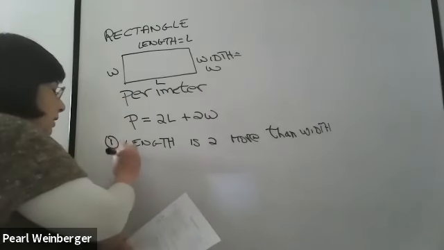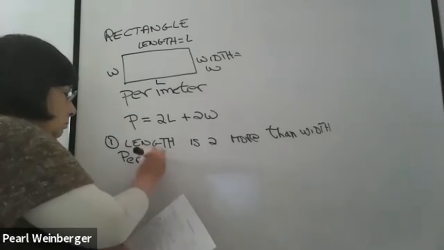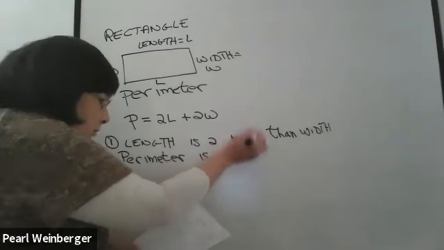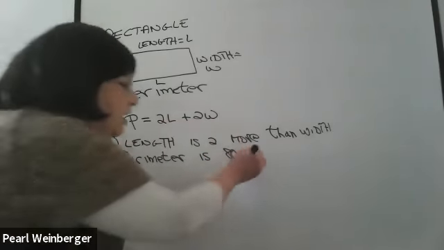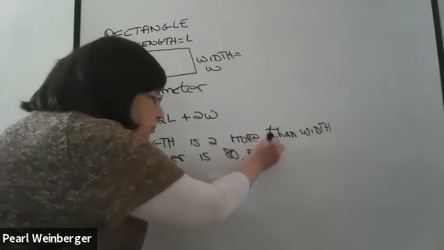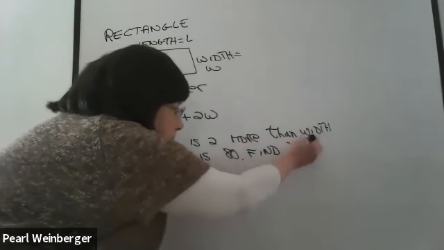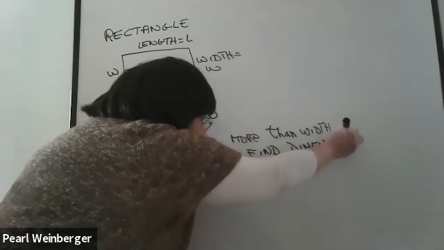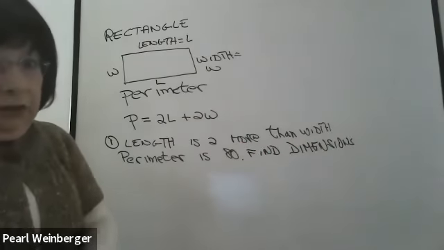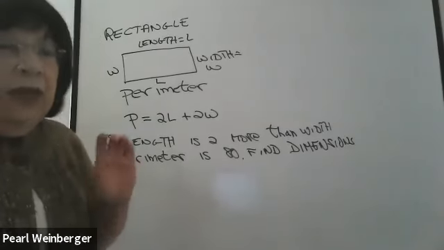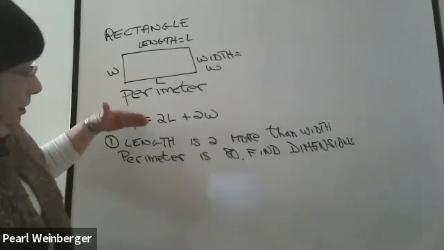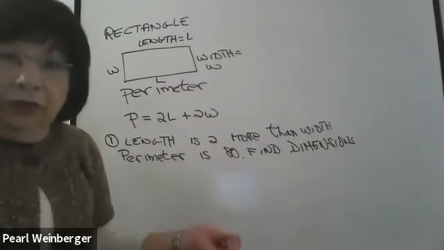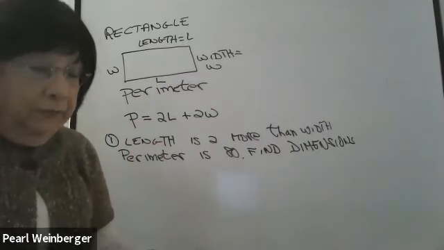And the perimeter is 80. And the question is, find the dimensions of the rectangle. So in order to solve a word problem, we have to understand what's going on, what the words mean, and we have to be able to write the question that is written in English language in algebra language. We have to write an equation for it.